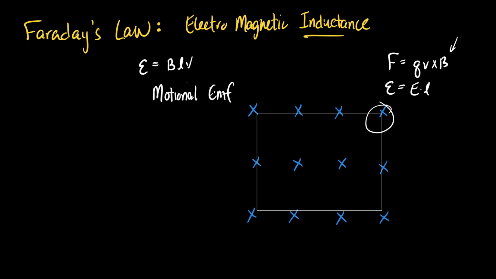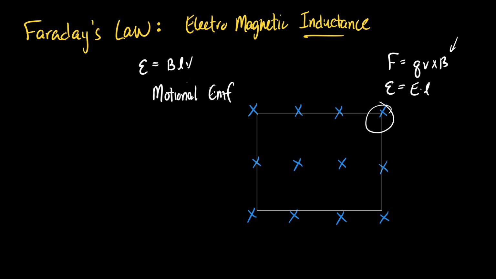Any change to magnetic flux in a loop of wire will generate an EMF. Did I say it enough times?